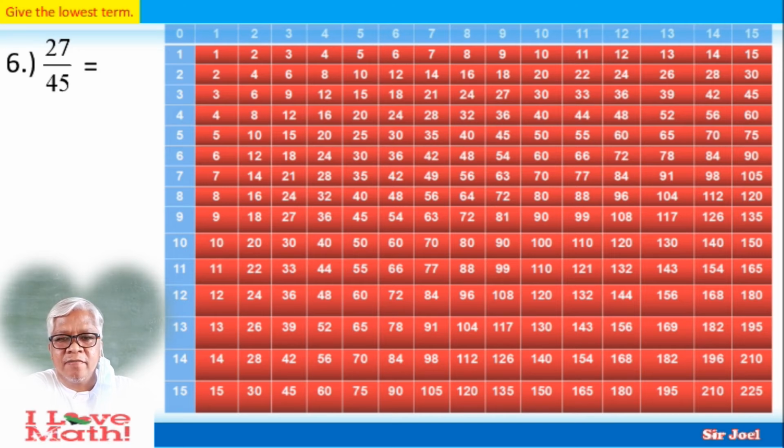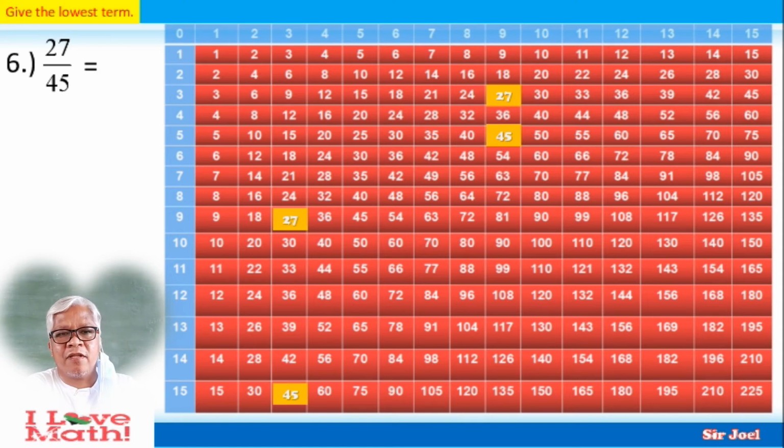Saang column? Yun, nasa column number 3. Meron pa bang 27 and 45 bukod sa column number 3? Tingnan nga natin, isa-isahin. Ayun, nandun din siya sa column number 9. So, ibig sabihin, sa column number 3, 27, 45. Tapos sa column number 9, 27 and then 45 pa rin.